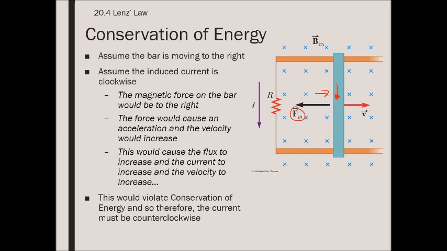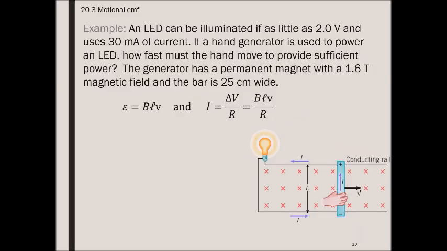And because it won't want to oppose the change, it's going to say instead, I like the change, let's keep going. Then we're going to get an acceleration of the system with no expenditure of energy, which simply cannot happen. So that's another way you can think about the direction of the current, that it must be opposing the change.